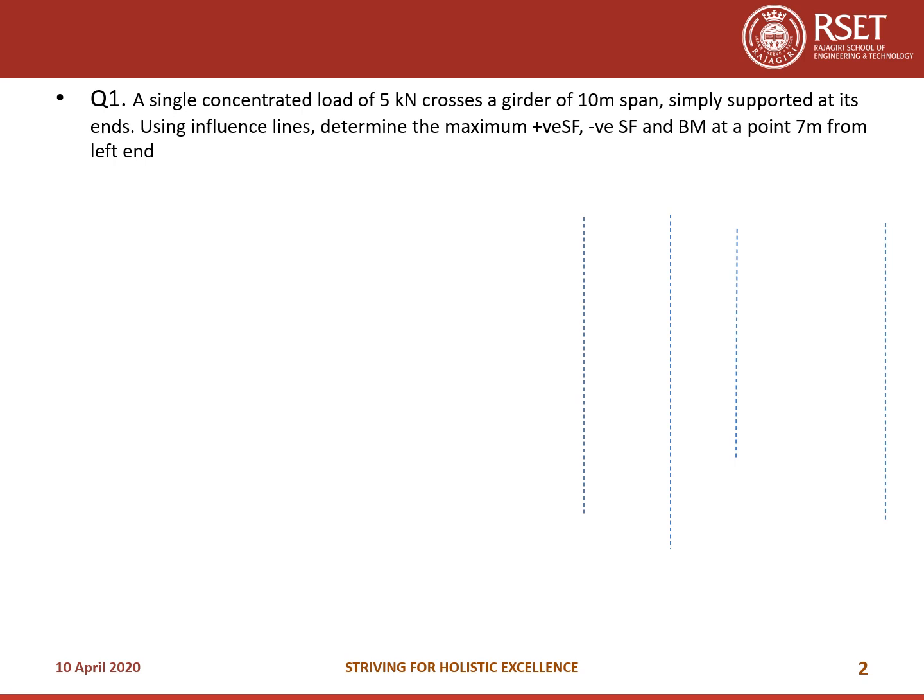Consider the first problem. A single concentrated load of 5 kN crosses a girder of 10 meter span, simply supported at its ends. Using influence line, determine the maximum positive shear force, negative shear force and bending moment at a point C from the left end.